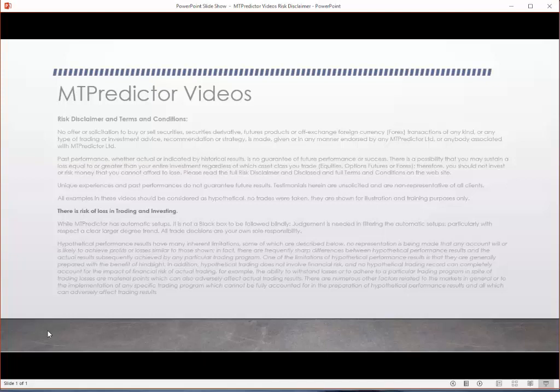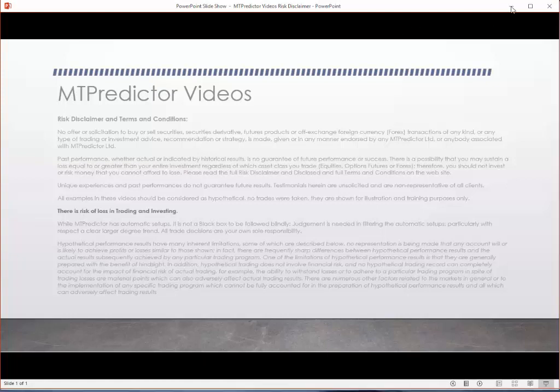But before we get onto the charts, we have to do our risk disclaimer. So just remind you that all examples in these videos should be considered as hypothetical. No trades are actually taken, they're just shown for illustration and training purposes only. Remind you there's a risk of loss in trading and investing. We'll be looking at some losing trades a bit later in the video as well. So all professional traders must know and understand, but more importantly accept, that losses can and will and do unfold.